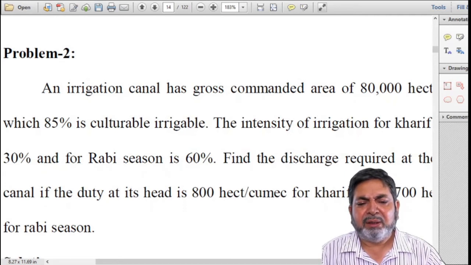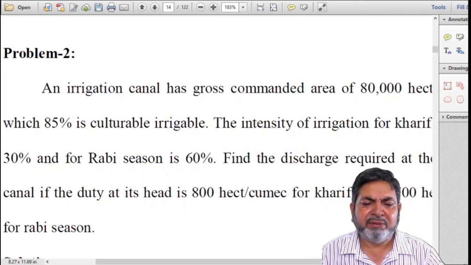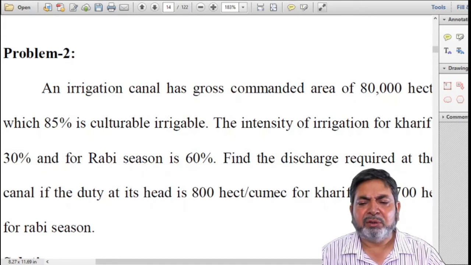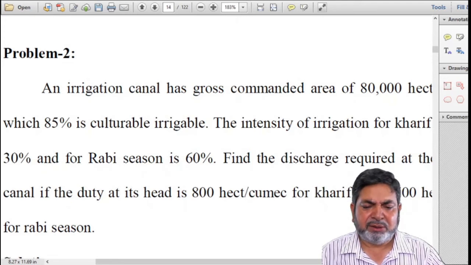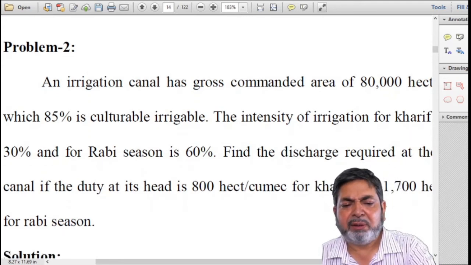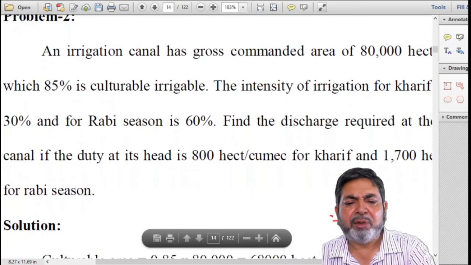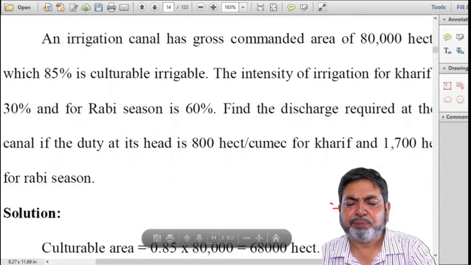The duty is given for Kharif as well as for Rabi. The duty for Kharif season is given as 800 hectares per cubic, and for Rabi season 1700 hectares per cubic. Now you have to find out the discharge. So first let me explain to you how you can find out the discharge.